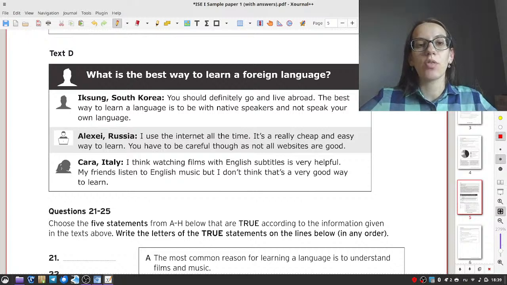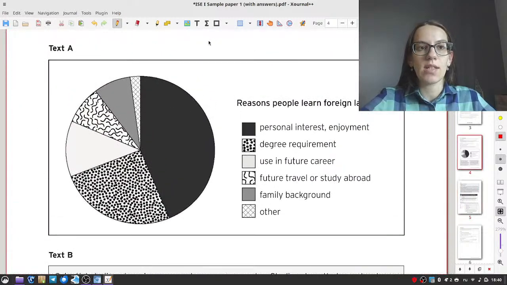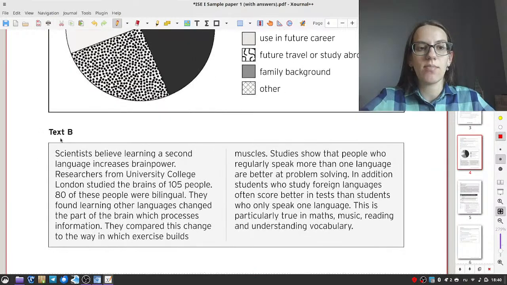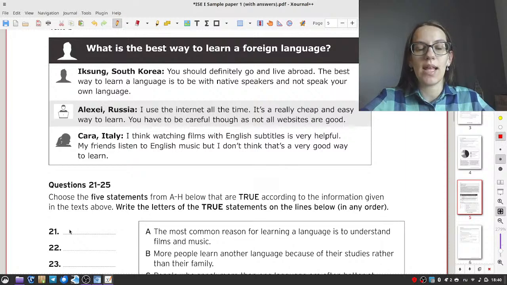In text D, we've got some sort of a forum, I guess, a forum or a chat, where one person asked a question and the other people are answering these questions, just giving their opinion, right? So these are our 4 texts. And you see that they are marked with letters. Text A, text B, text C, and text D. So it's the letters that you will use in your answers.